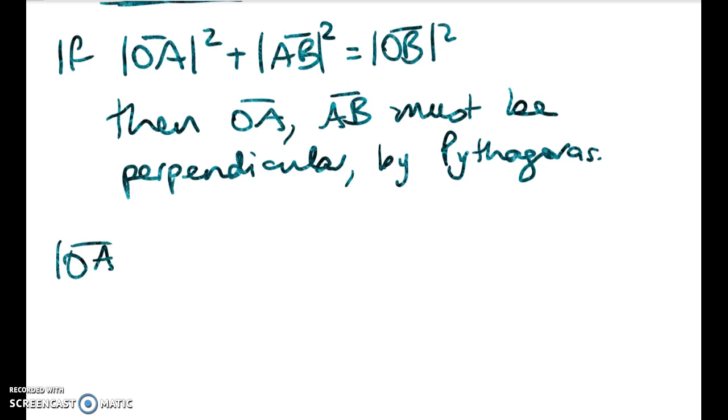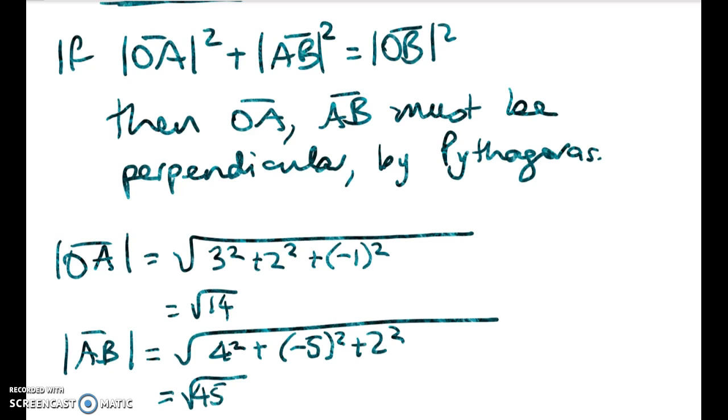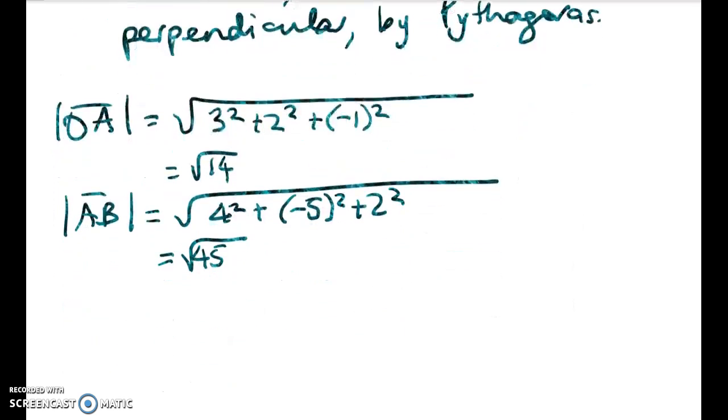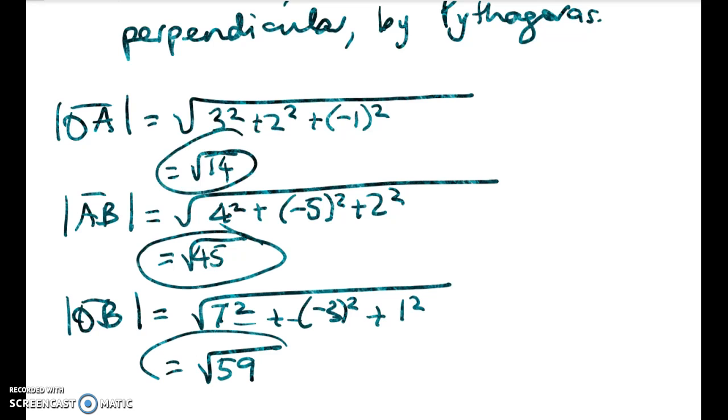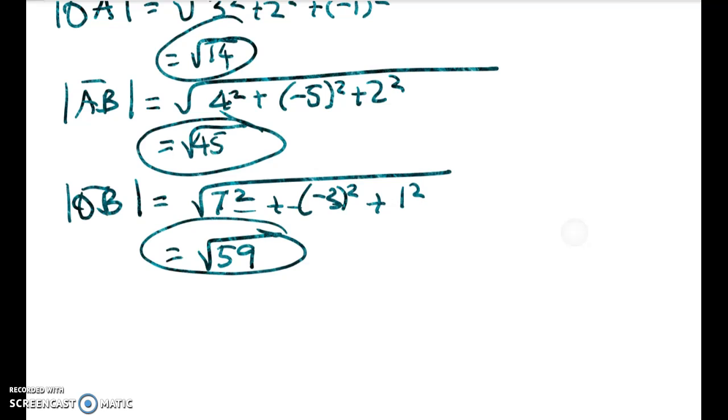Now I'm going to do all of this again. So OA, I'll just pause it. Okay, so we've got those magnitudes, and now we'll find OB, so set those all up first. So that's the same as what we did before. Oh, actually, we didn't do OB before, did we? So it's going to be 7 squared plus -3 squared plus 1 squared, and that gives me the square root of 59.